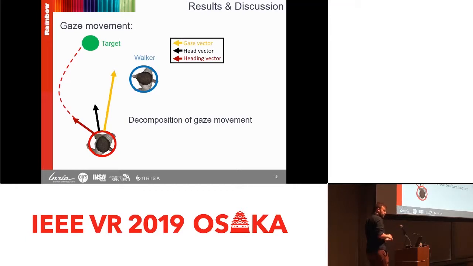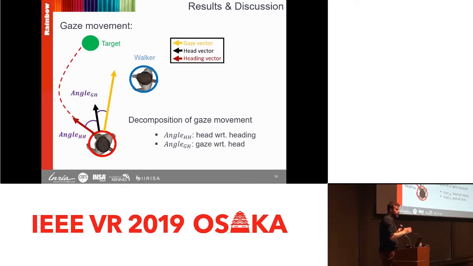Now I will focus more on the gaze movement, and first we decompose this gaze movement. The gaze movement is, in fact, the angle between the heading and the head, and also the angle between the gaze and the head. The second angle is, in fact, just the eye movement. And we look at this.